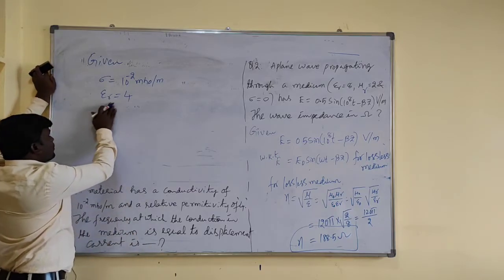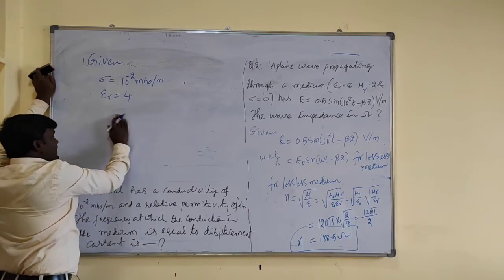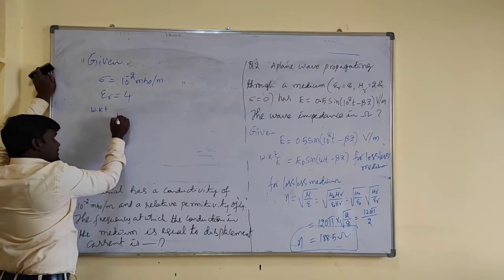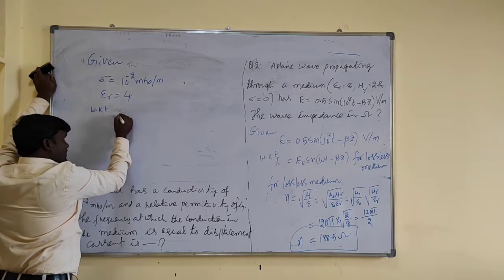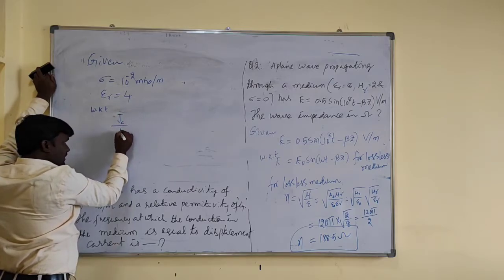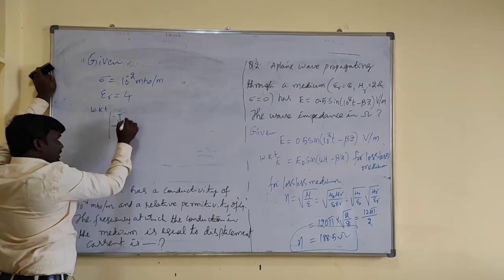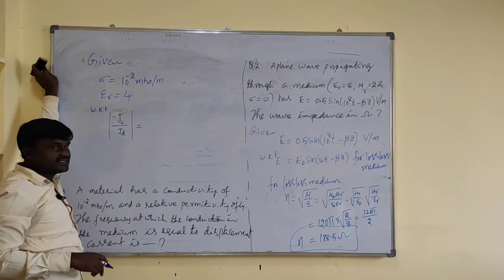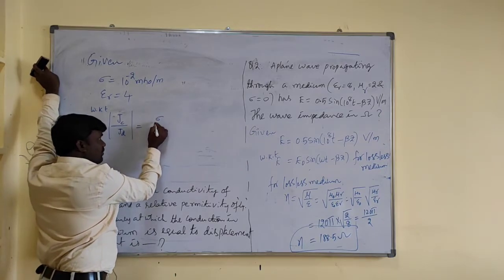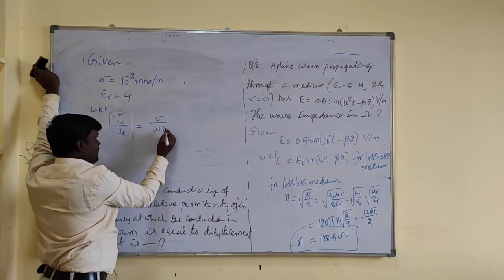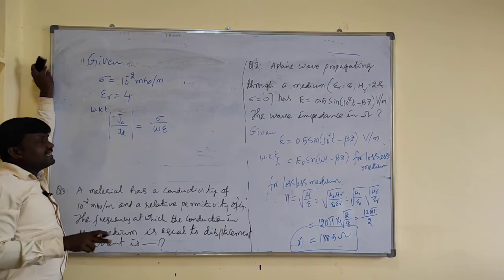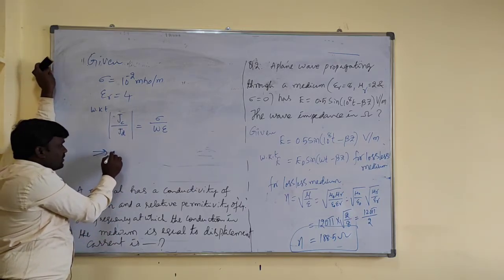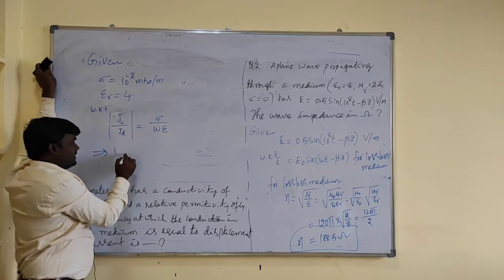We know the ratio of the conduction current to the displacement current is nothing but what? Conduction current density is represented by Jc and displacement current density is represented by Jd. The ratio of magnitudes of conduction current density to the displacement current density is nothing but sigma by omega epsilon. We require the calculation of the frequency if these are equal. As these are equal, this ratio is equal to 1.